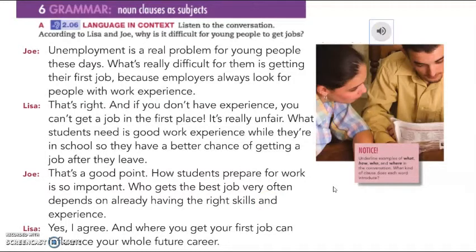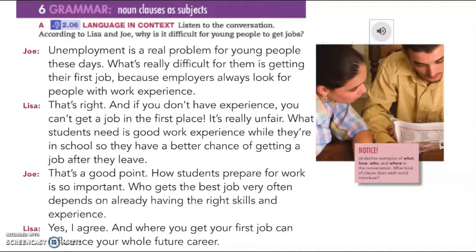Unemployment is a real problem for young people these days. What's really difficult for them is getting their first job, because employers always look for people with work experience. That's right. And if you don't have experience, you can't get a job in the first place. It's really unfair. What students need is good work experience while they're in school, so they have a better chance of getting a job after they leave.